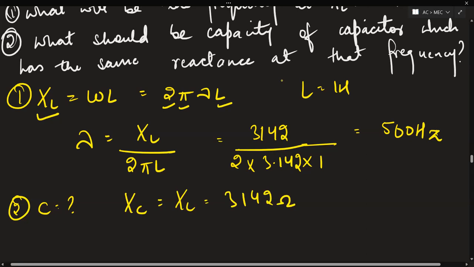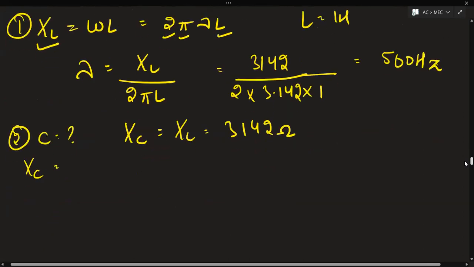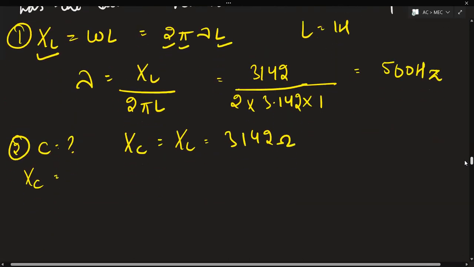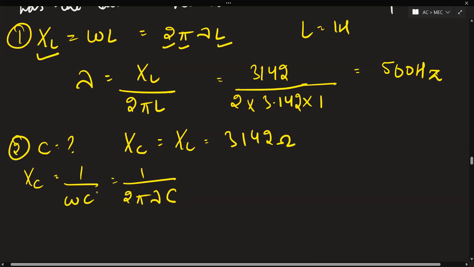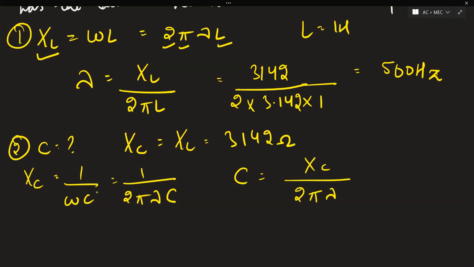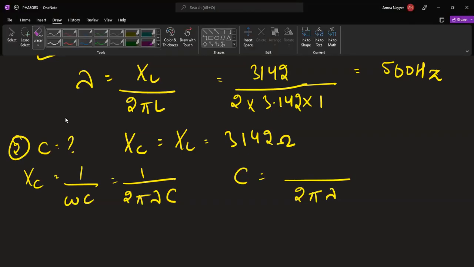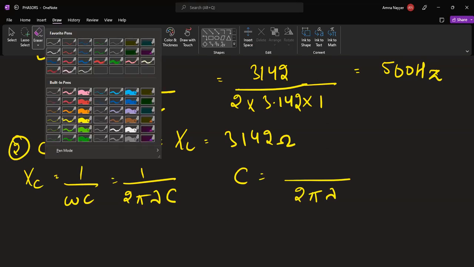Fine. Now we can easily predict Xc. Xc is equal to 1 divided by omega, sorry, not 1 divided by omega, 1 by omega c. So this is equal to 1 by 2 pi nu c. From here, Xc is known, everything is known, C is unknown. So C will become equal to 1 divided by 2 pi nu Xc. Xc will also come with it.